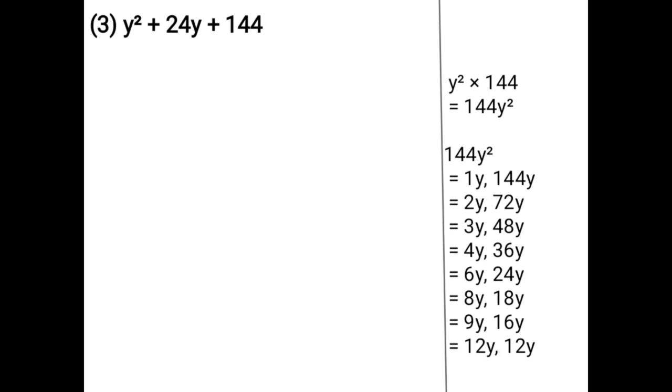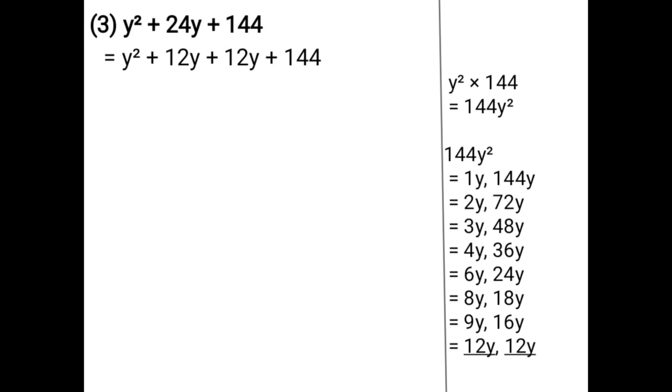After writing all the factors of 144y square, you have to write the middle term expansion form, that is plus 24y, to choose the correct factor of 144y square. Correct factor is 12y. 12y when you write the expansion form of 24y, because 12 plus 12 is 24. Now we'll begin the sum. First you have to write the first term as it is, that is equal to y square plus 12y plus 12y, and the third term you have to write as it is, plus 144.